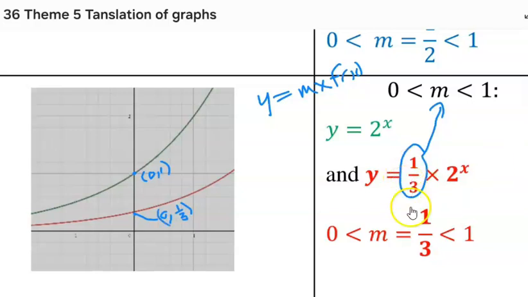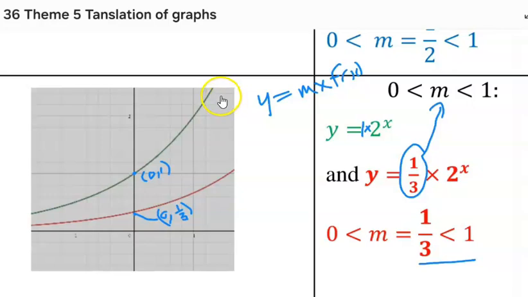And the 1/3 comes from the fraction, and that is just 1. And because of multiplying in front of the 2 to the x, we will get a flatter graph, so it will never intercept the green graph. It will never go above the green graph. It will stay below because of this third. There we have 1 times 2 to the x, and the third is less than 1 all the time.